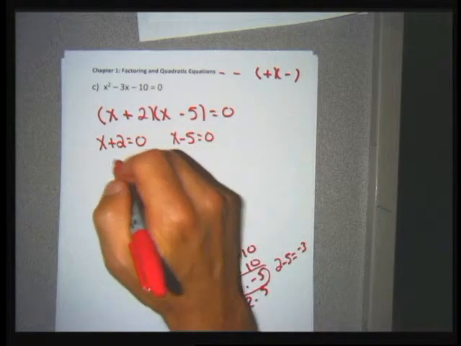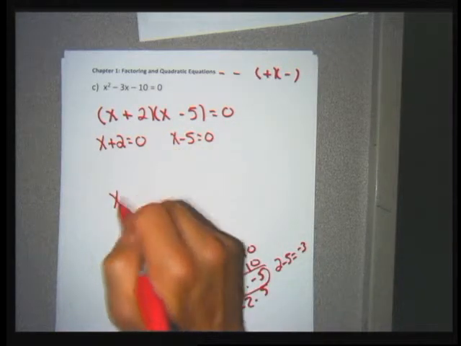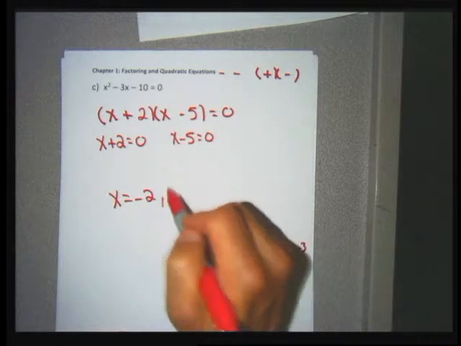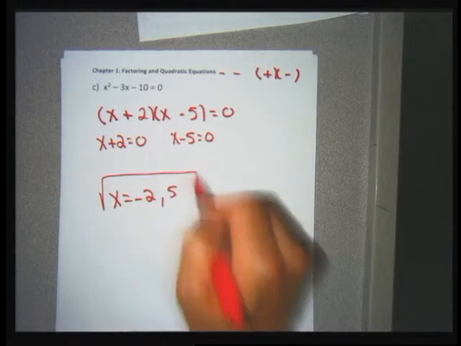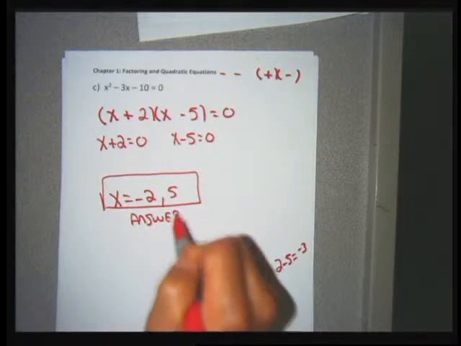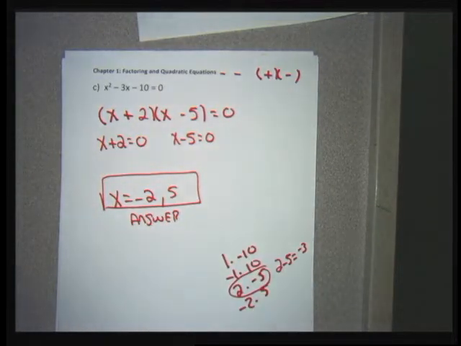For the x plus 2 equal to 0, you'd minus 2 from both sides and get x equal to minus 2. For the x minus 5 equal to 0, you'd add 5 to both sides and get x equal to 5. So for my answer to part C of number 2, it's x equals negative 2 and x equals 5. I can check them. It's not terribly hard to check. I'll check really fast, actually.